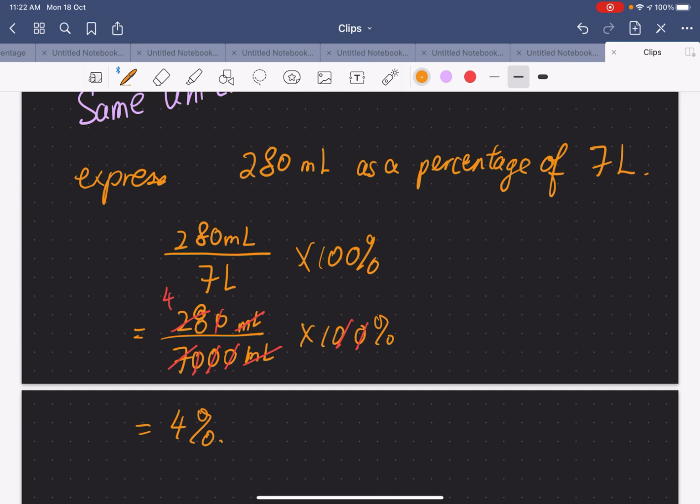We can write the quantity as a fraction or as a decimal, but make sure they are the same unit. That's it for now on finding percentage. See you around.